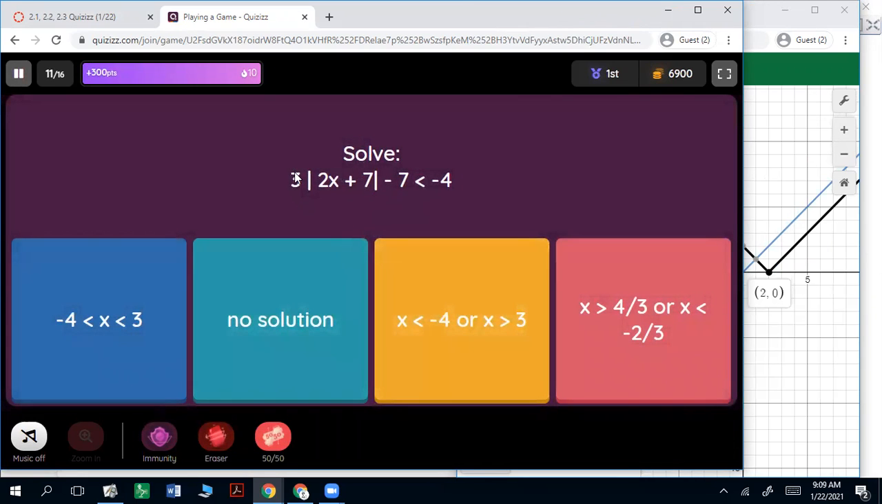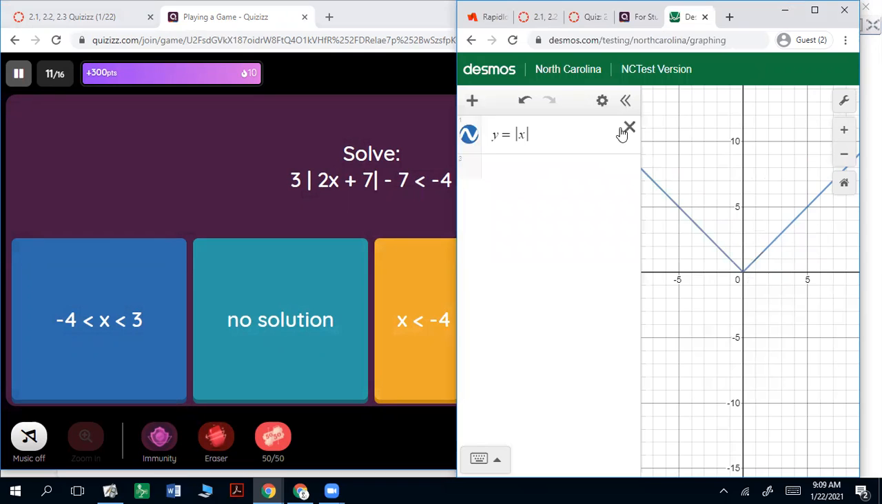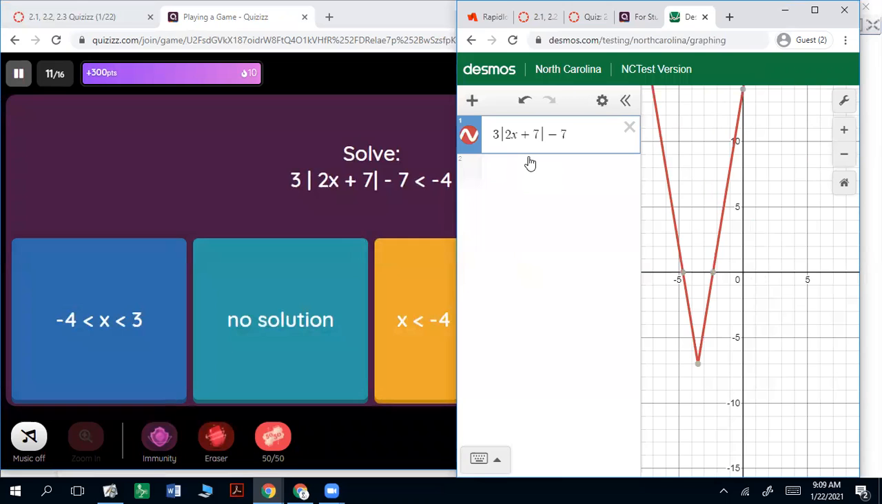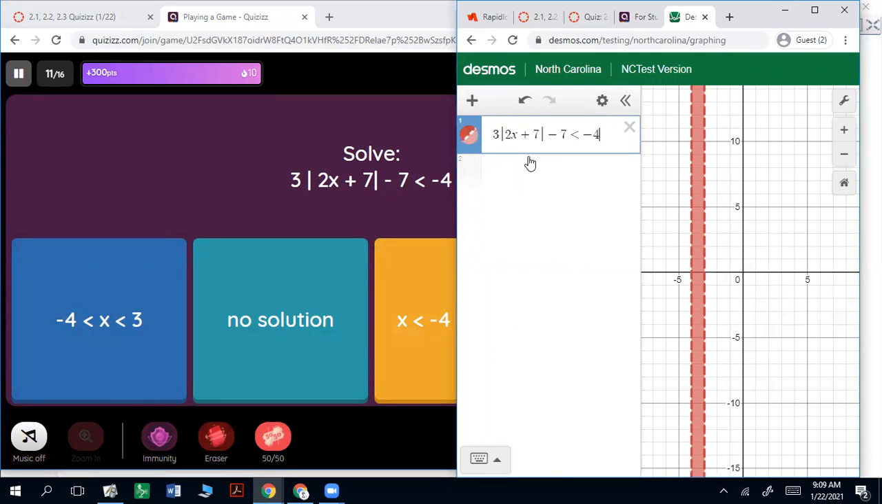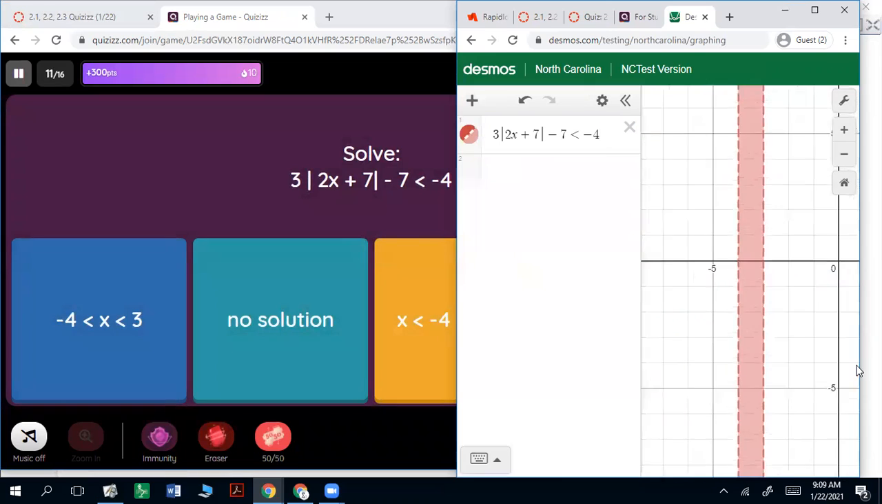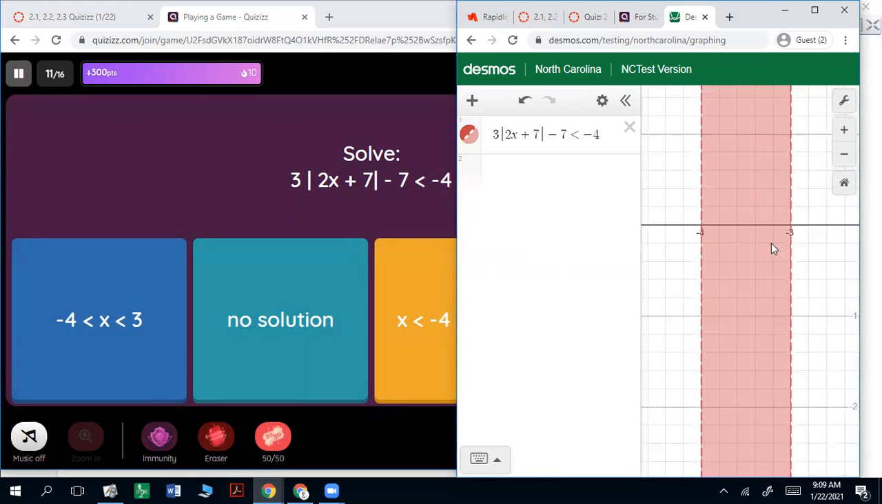Now we're into inequalities. We have 3 absolute value of 2x plus 7 minus 7 less than negative 4. You can type the entire inequality into Desmos. And anytime that you type the inequality and you're shaded between two numbers, the lowest number is going to be the one on the left side, and the highest number is on the right side. So negative 4, x, all your values of x are between negative 4 and negative 3. So that's actually going to be this one here.